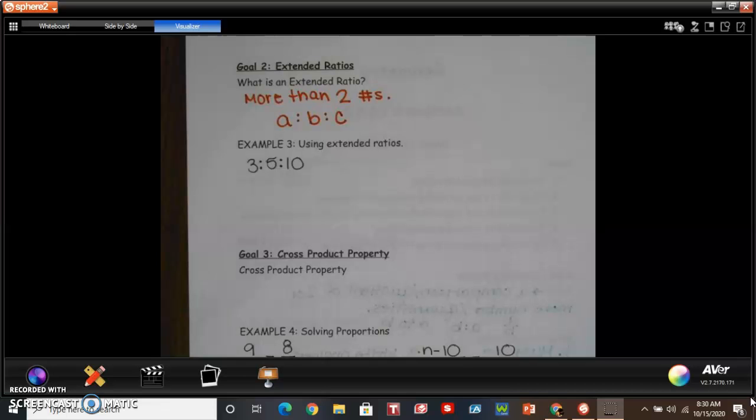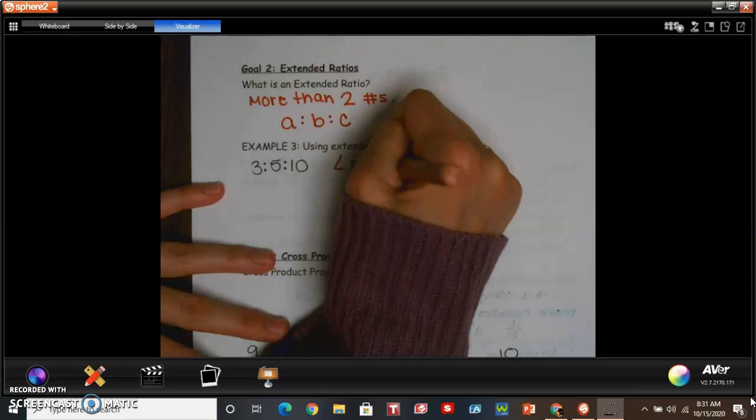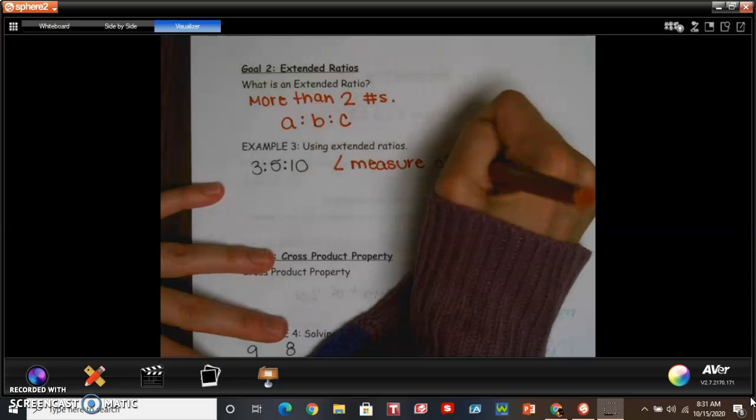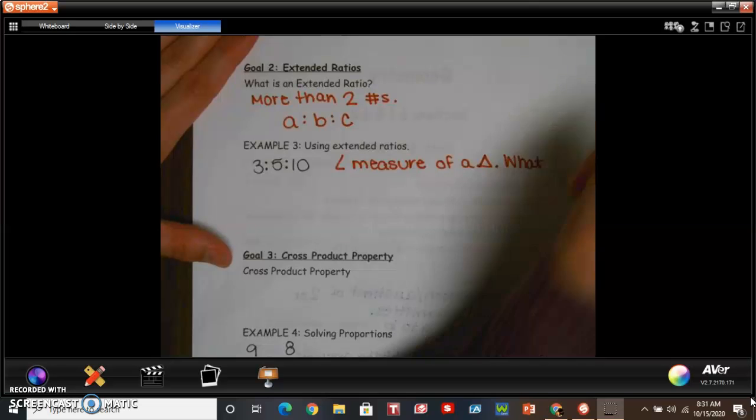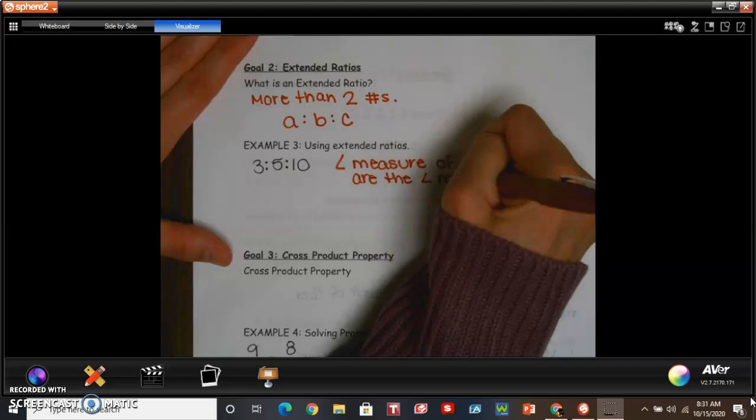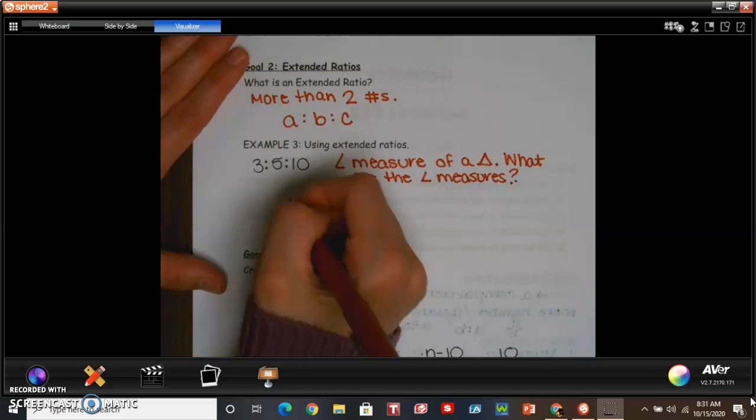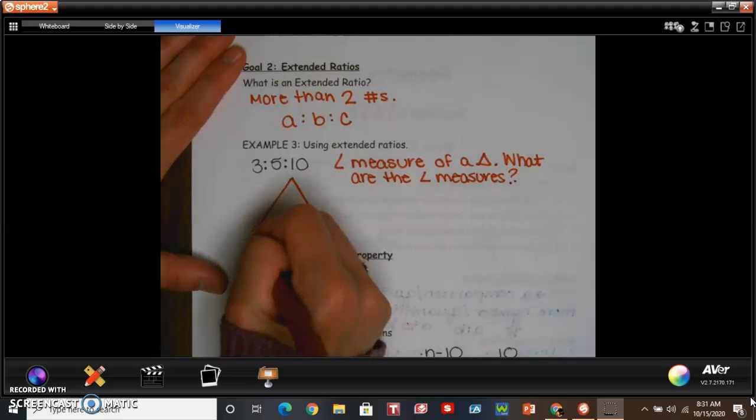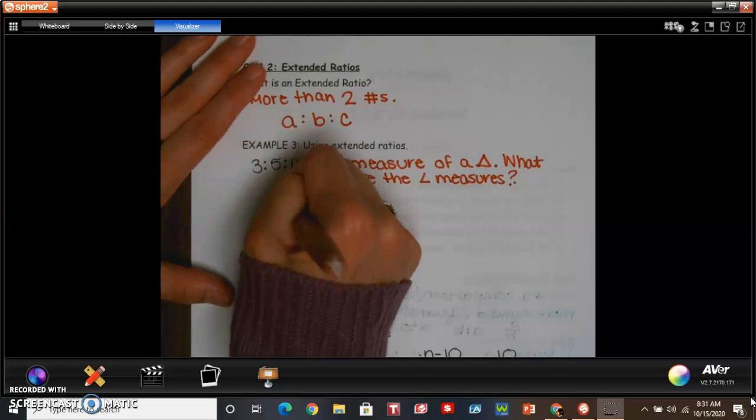All right, so using extended ratios. We're given the extended ratio 3 to 5 to 10. Okay, and this is for the angle measures of a triangle. And we want to know what are the angle measures. So let's talk about this. We're talking about the inside of a triangle. What do we know about our angle measures inside a triangle? Well, hopefully you remember that the inside always equals 180 degrees.